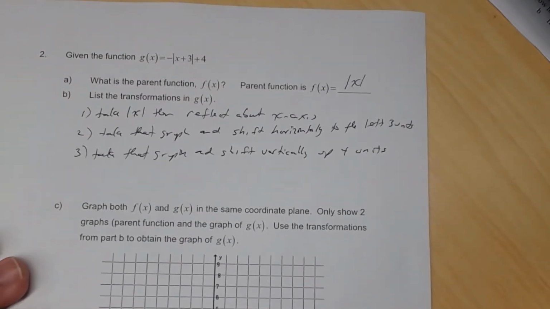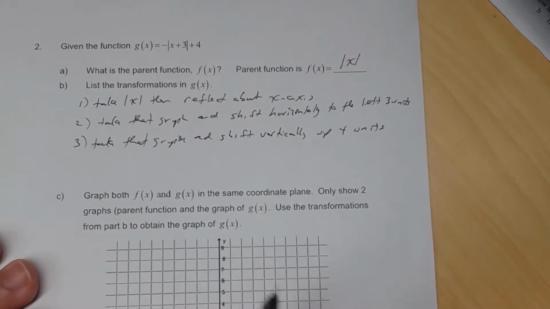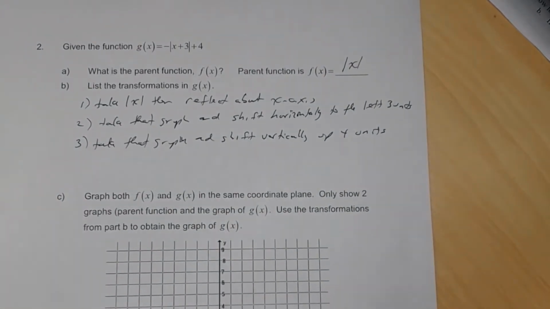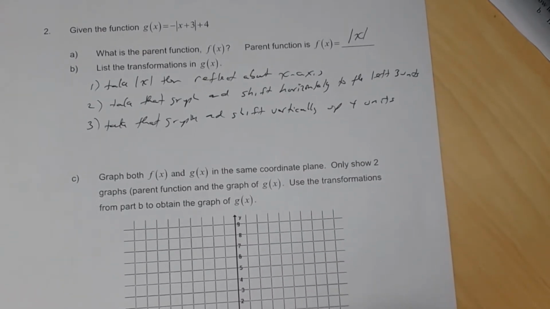All right, and then let's go ahead and do the parent function and then the g of x function. Okay, so the parent function, remember this is the absolute value of x, so I'm going to say 0, 0, 1, 1, 2, 2.